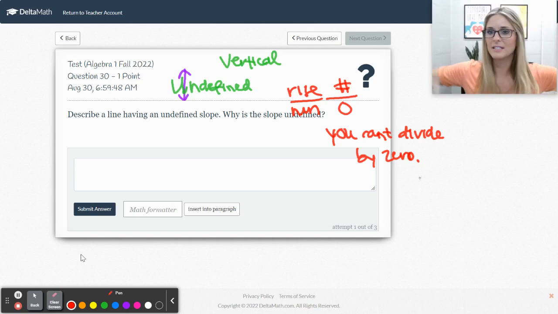It doesn't work. I can make 1 pile of Halloween candy. I can make 2, but 0, it's not possible. Anyway, so you can't divide by 0. A vertical line has undefined slope because it ends up dividing by 0.